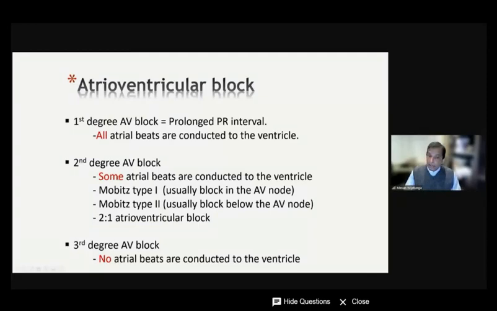But what most of the time we don't realize is that there's a third category called 2-to-1 atrioventricular block. That means some beats are conducted, not all. This 2-to-1 AV block could be type 1 or type 2, but we cannot determine. Such is the case of my patient previously. And in third degree AV block, no beats are conducted. So all, some, or none. In this patient, it's 2-to-1 AV block, and we need a little more information before we decide whether the patient has Mobitz type 1 or 2.